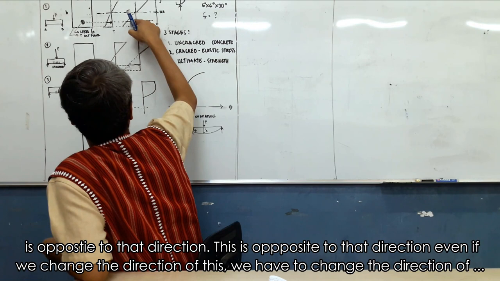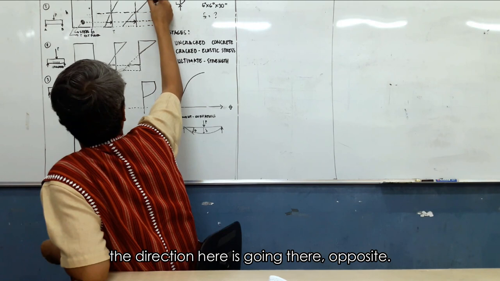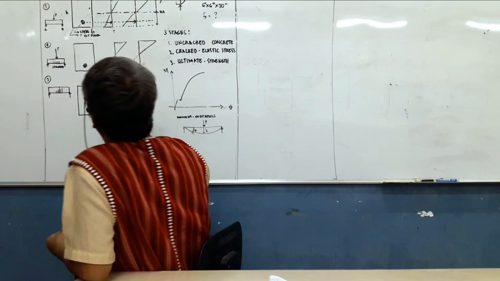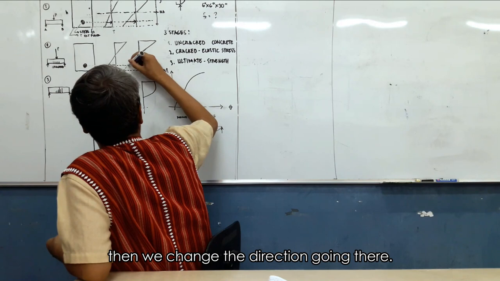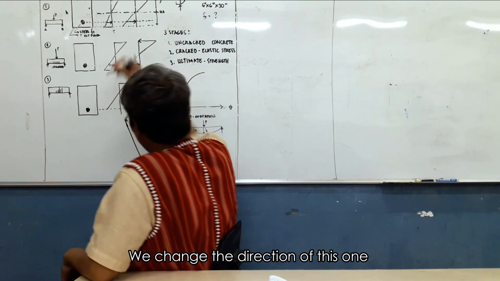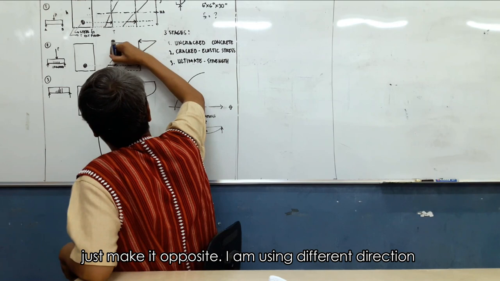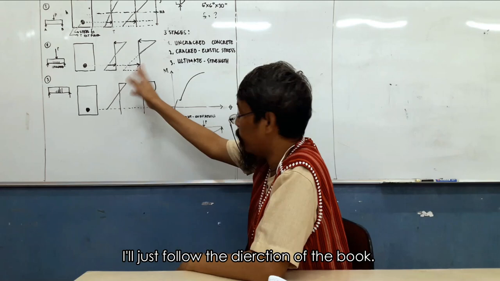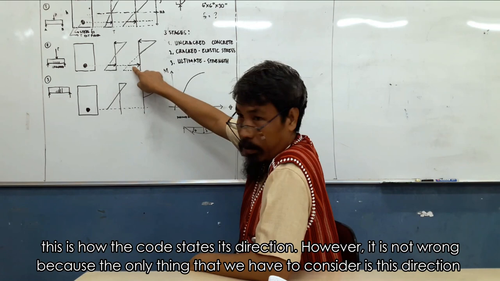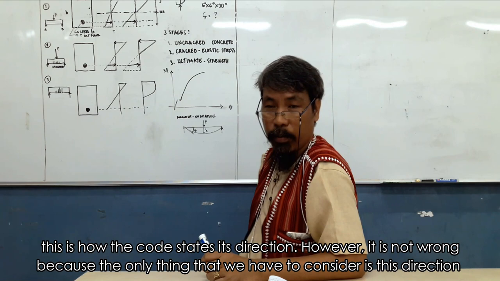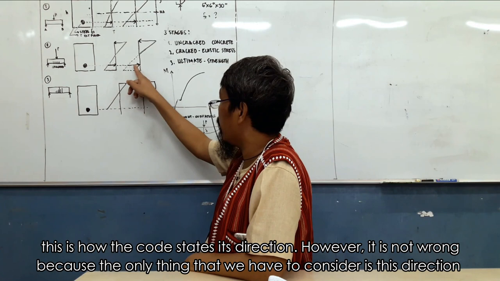Even if we change the direction of this, we have to change the direction of the other. So the direction here is what? Or the opposite. Okay? But we change the direction. Going there. So we change the direction. Okay, just make it opposite. So I am using a different direction. So I just follow the direction of the book. So this is how the code stays in its direction. However, it is not wrong. It's not wrong because the only thing that we have to consider is this direction is different from that.